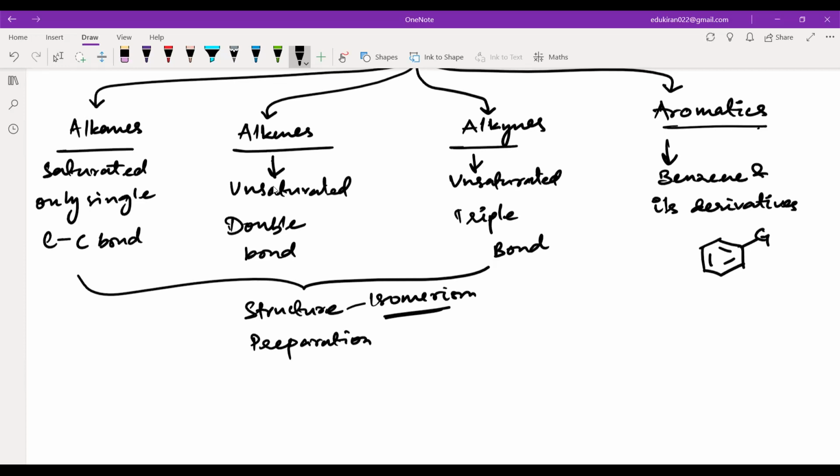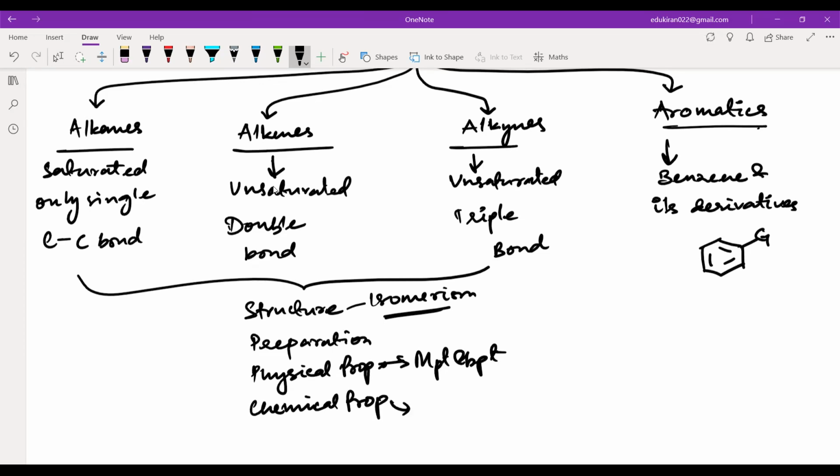Some parts of that isomerism we have already done in the previous chapter. Then after that, we will be learning about the physical properties, and in physical properties, mainly the melting point and boiling point. And at last, we'll be learning about the chemical properties, that is, reactions. So these are the 4 main things that we should be knowing. At the end of the chapter, you should know these.